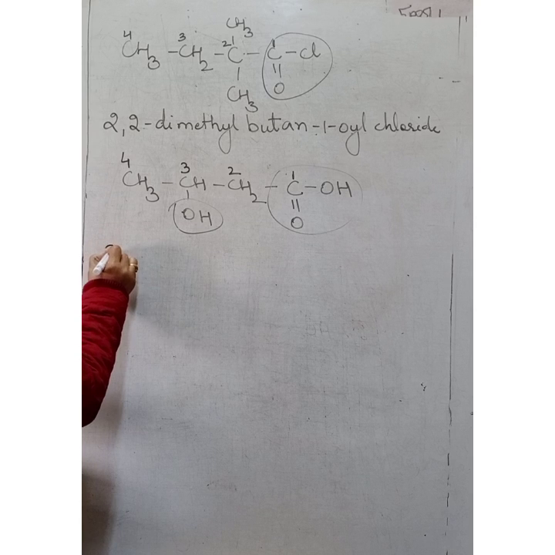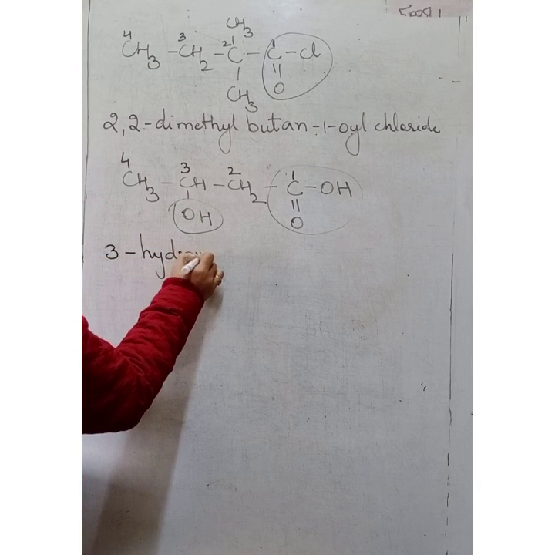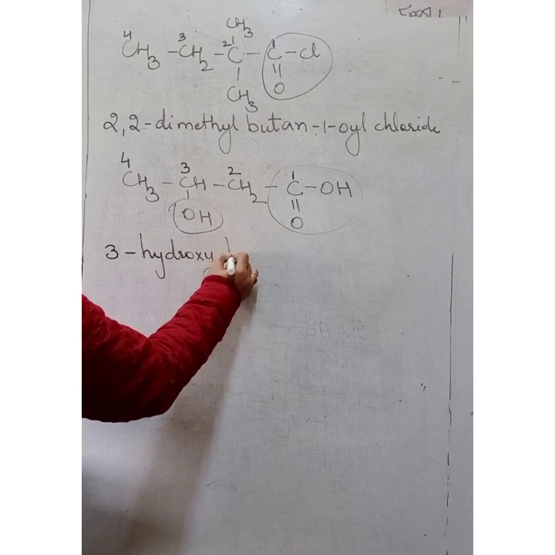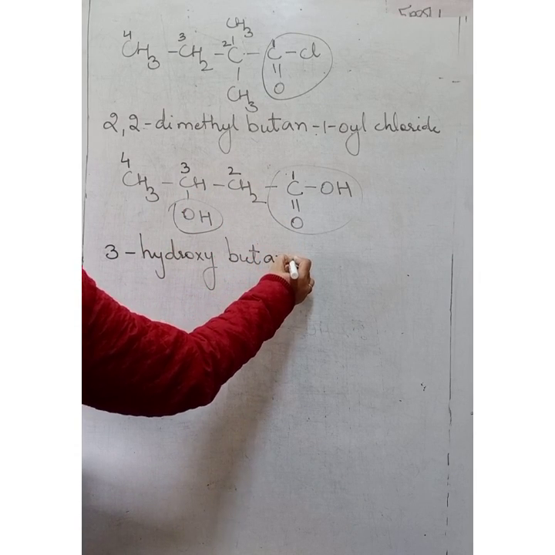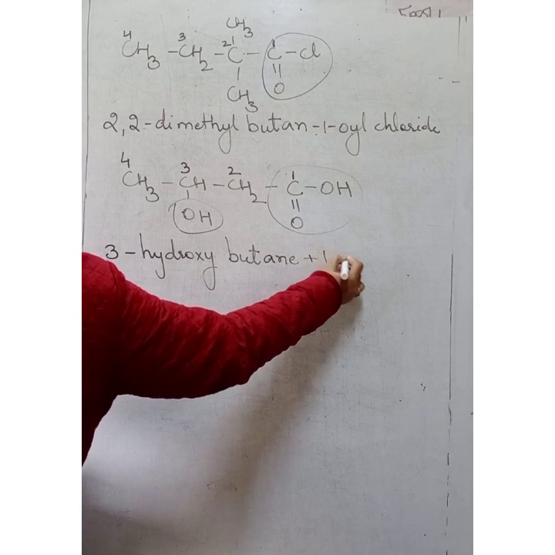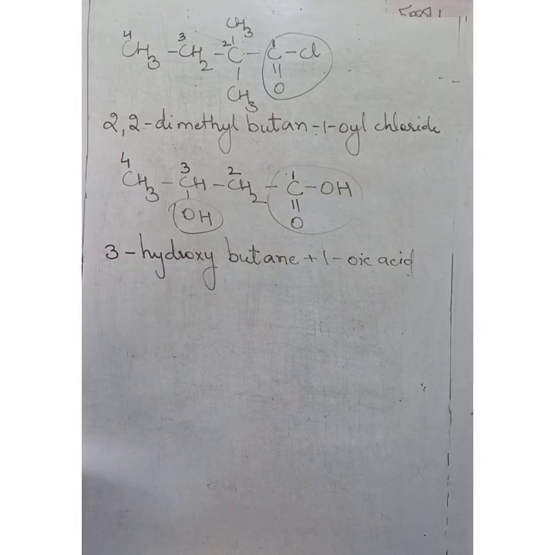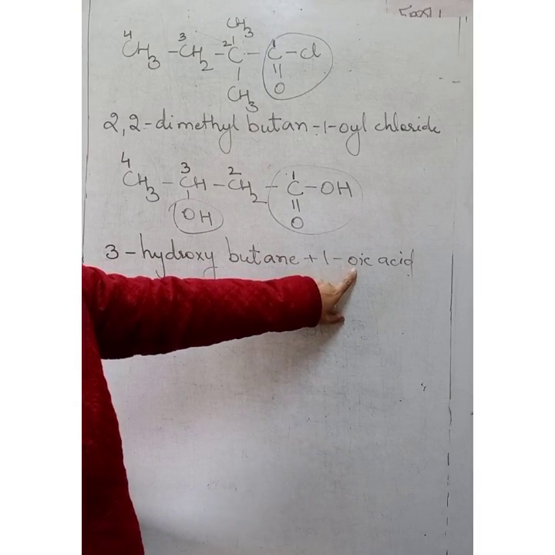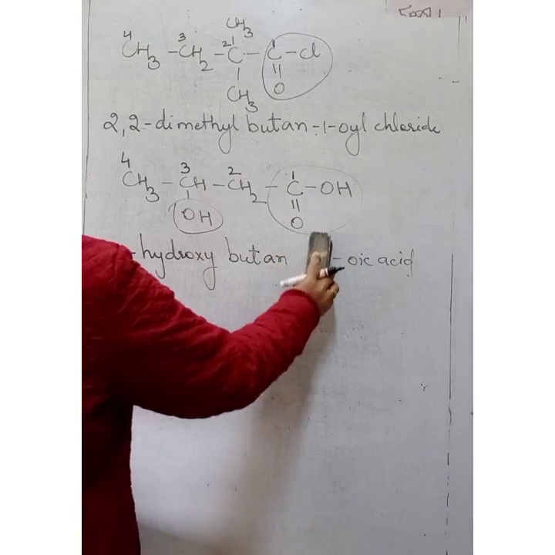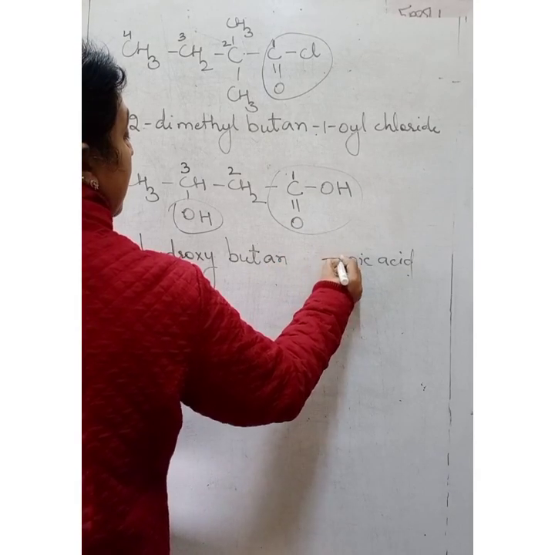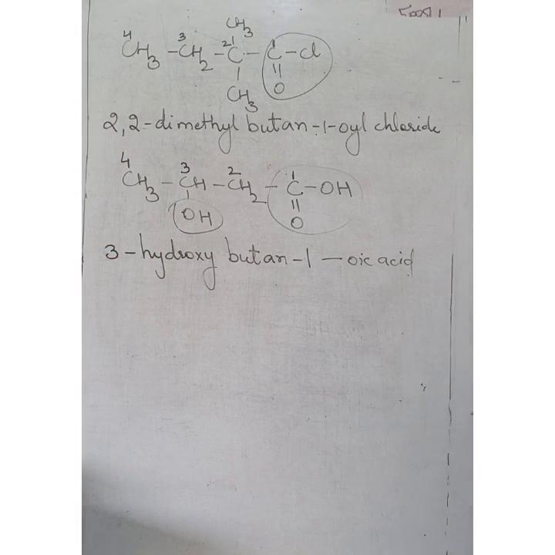So 3, I am going to use a prefix hydroxy. But is your word root. Primary suffix is ane plus 1 oic acid. Since the secondary suffix is beginning with a vowel, this E will be dropped. So we are going to have the name butane 1 oic acid.